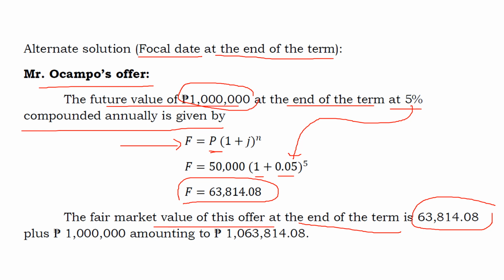So the fair market value of this offer at the end of the term is 63,814.08 pesos plus 1 million pesos, amounting to 1,063,814.08 pesos. That will be the fair market value at the end of the term for Mr. Ocampo's offer.